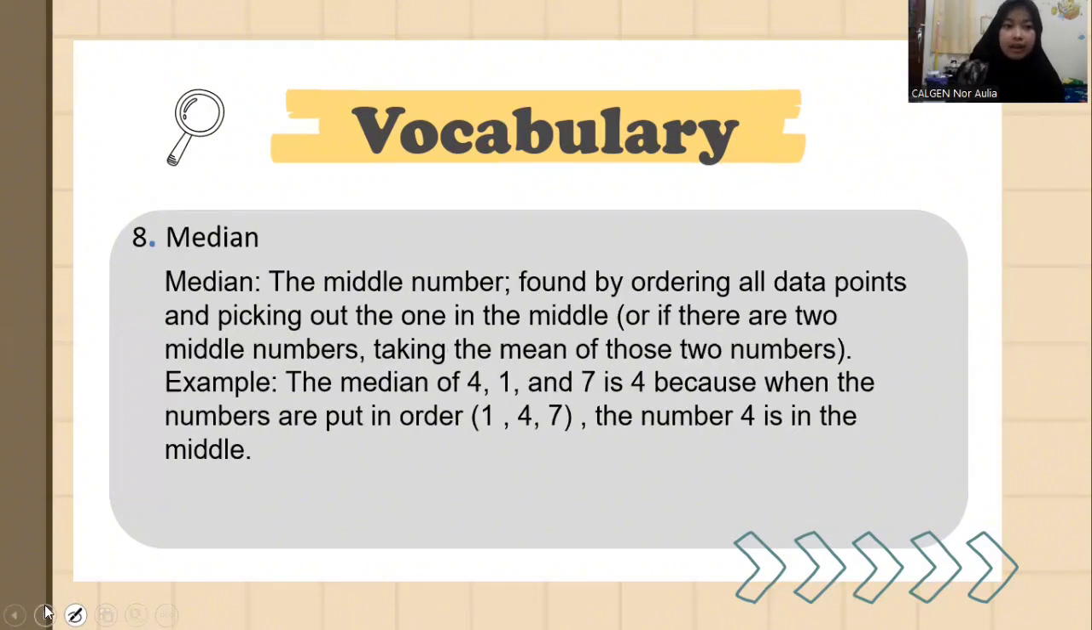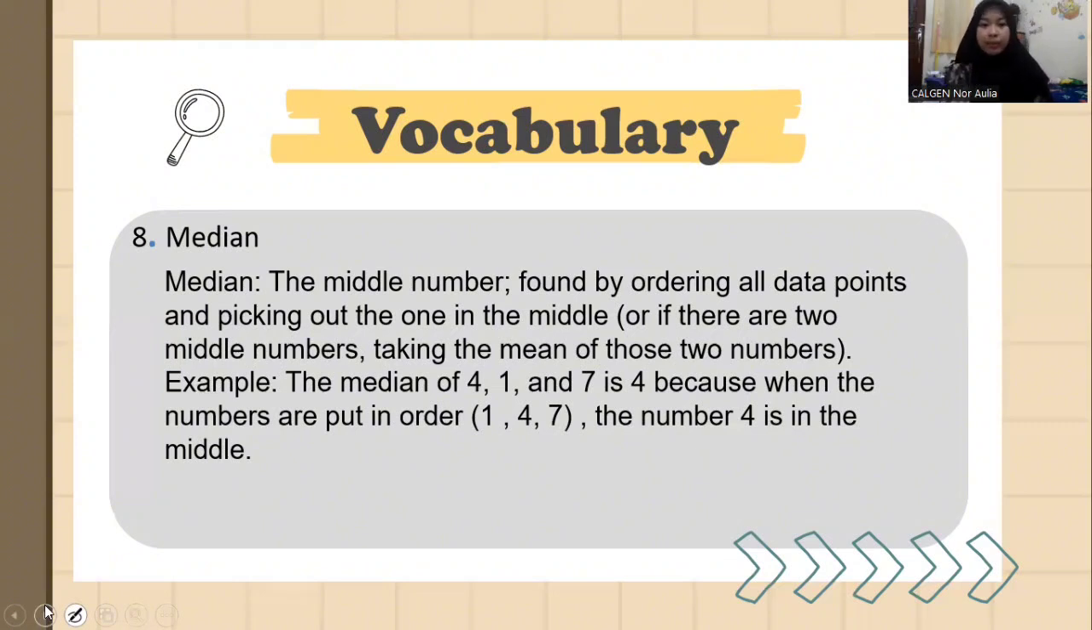Number 8 is median. Median in bahasa we can say angka tengah. So median is the middle number found by ordering all data points and picking out the one in the middle. Or if there are two middle numbers, taking the mean of those two numbers.